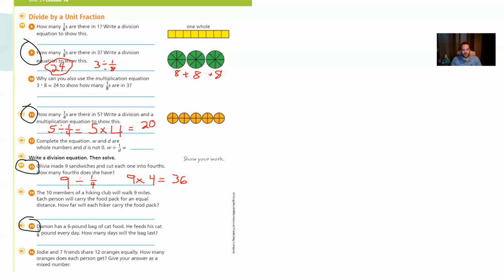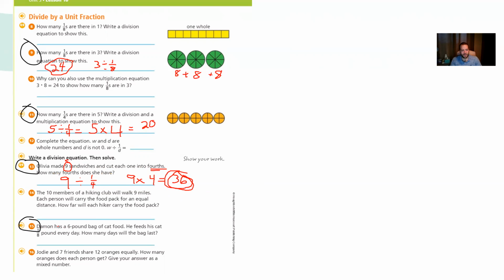So how many fourths does she have? She has 36 of them. And we don't put it into fourths because then we're back to 9, right? If I put it over 4 and then we took all the 4s out of 36, we'd be back to 9. So they're asking how many fourths. So we write down how many fourths, and there's 36.